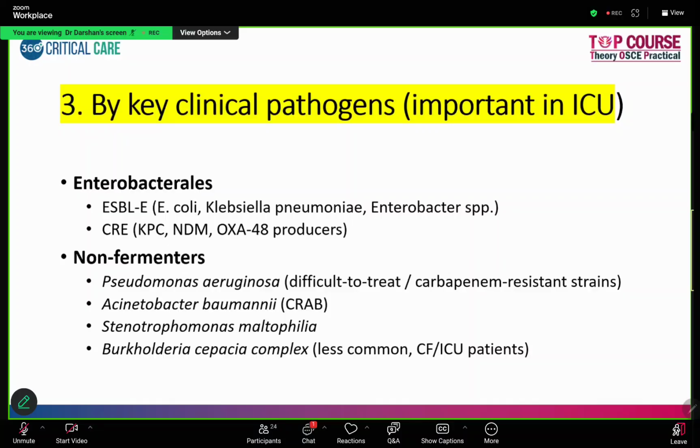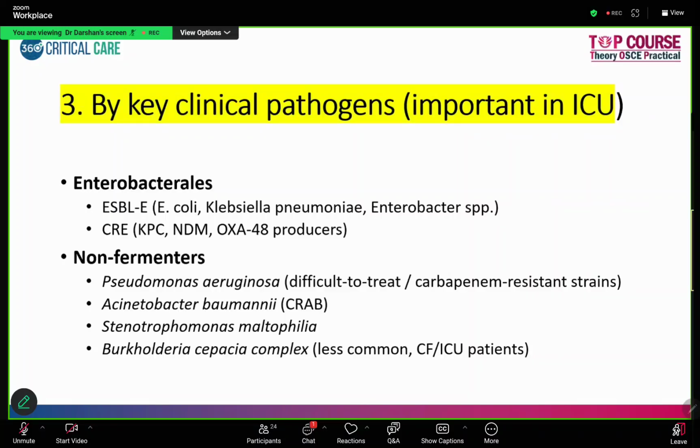Okay, so again, when we have clinical pathogens, especially based on the reporting which we routinely get, we have ESBLs, that is your Klebsiella pneumoniae, Enterobacter, or your CREs like KPC and NDM-producing organisms, that is your E. coli. Okay, again, non-fermenters can be Pseudomonas, Acinetobacter, Stenotrophomonas, and Burkholderia. Okay, of late we are seeing all these organisms quite commonly in the culture sensitivity report, majorly because of inadvertent use of antibiotics and probably because of increasing resistance.